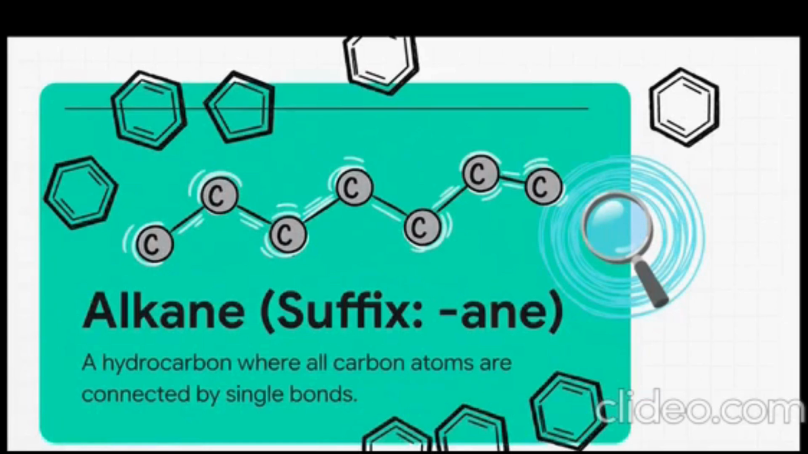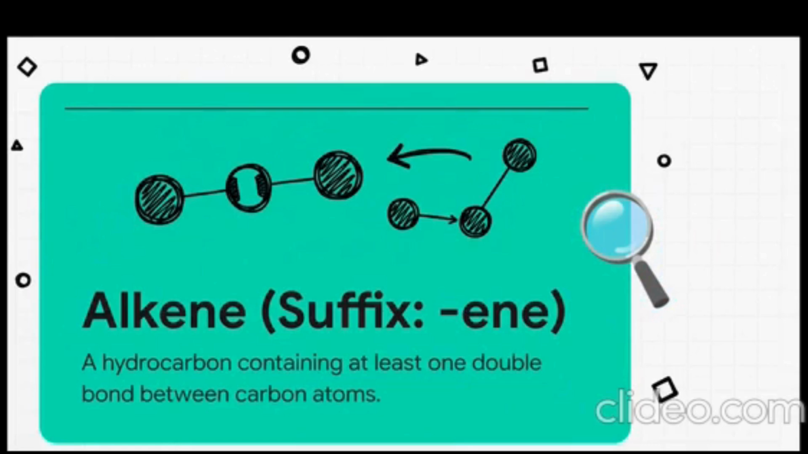First up, the alkanes. They end in ane, and they are the simplest of the bunch. You can literally just picture a chain of carbon atoms all holding hands with a single bond. Nice and simple. Next up, we have alkenes. That ene ending is your clue that things are getting a little more interesting. Somewhere in that chain, 2 of the carbons decided to form a much stronger double bond. And that one little change affects the whole molecule shape and how it behaves.